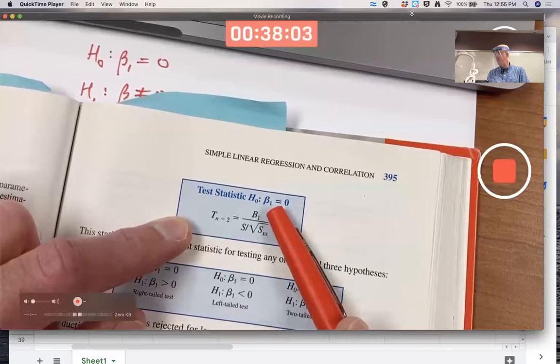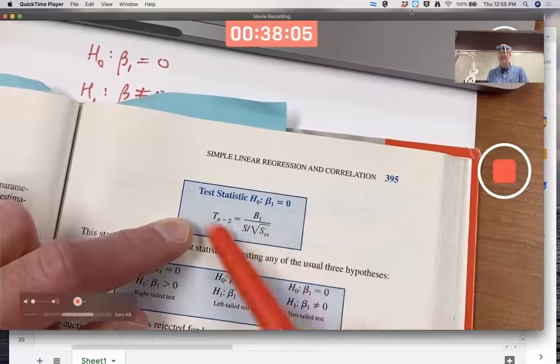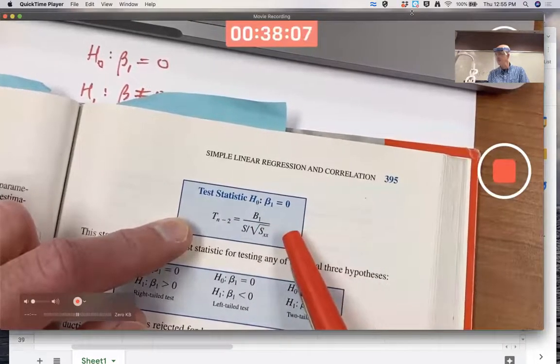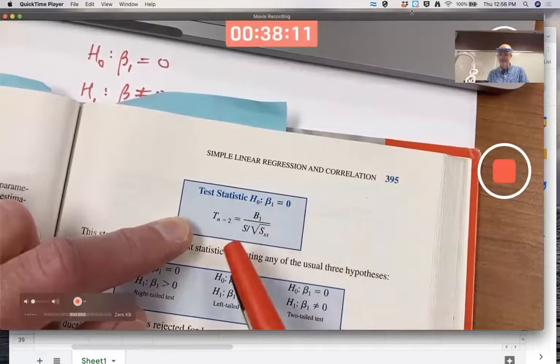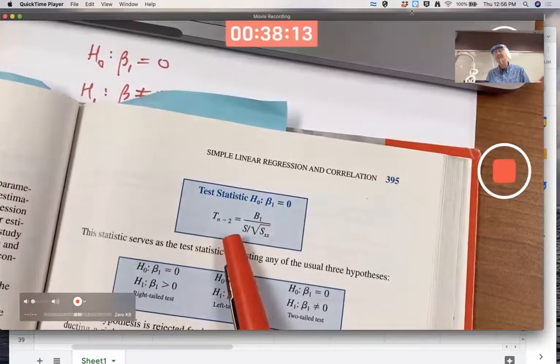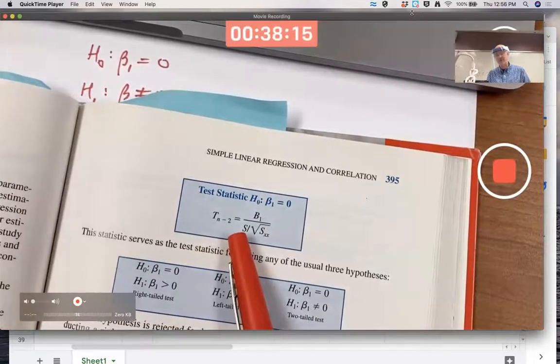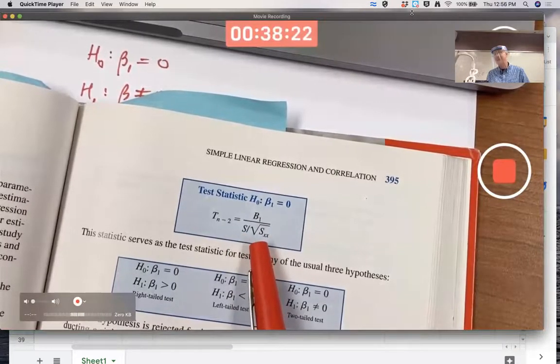B1 was the slope. This formula is a statistic, all capital letters. B1 is a statistic, it's got a distribution. S, this regression standard error, not a standard deviation, but it's called the regression standard error, is also a statistic. It's got a distribution. This, which I call SSXX, is also a statistic.